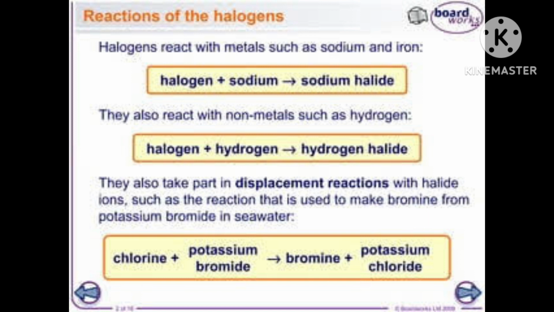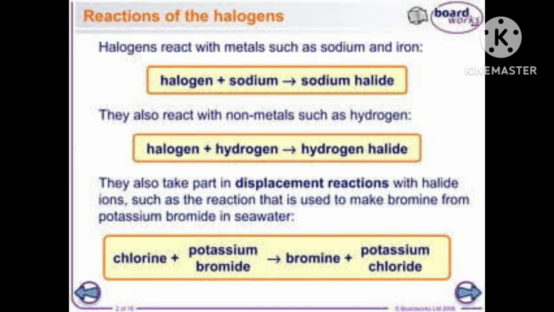Halogens react with metals to form metal halides. For example, bromine reacts with magnesium to give magnesium bromide. Mg plus Br2, Mg is a solid. Then Mg plus Br2 gives MgBr2. MgBr2 is also a solid and Br2 is a reddish liquid.